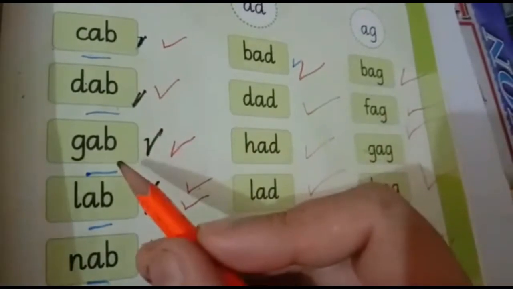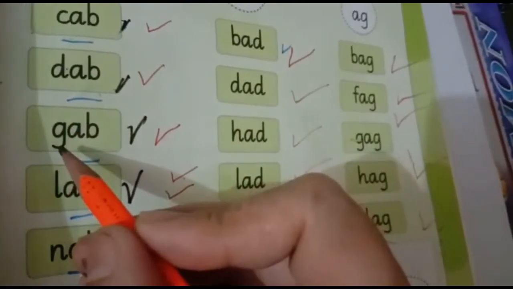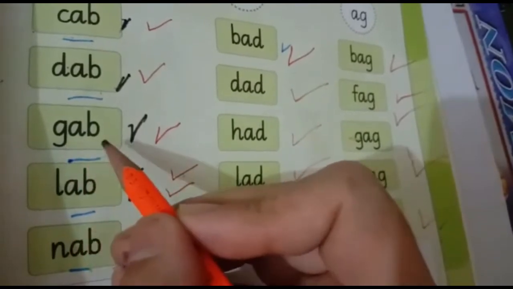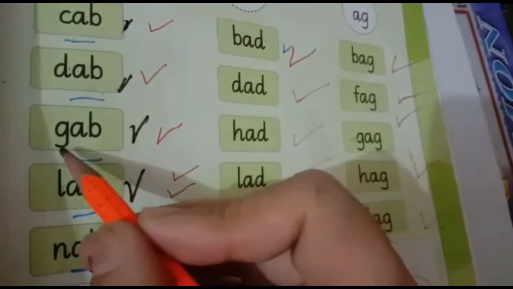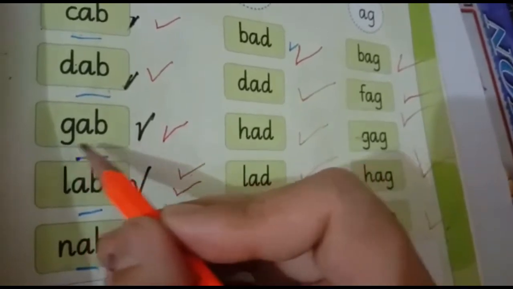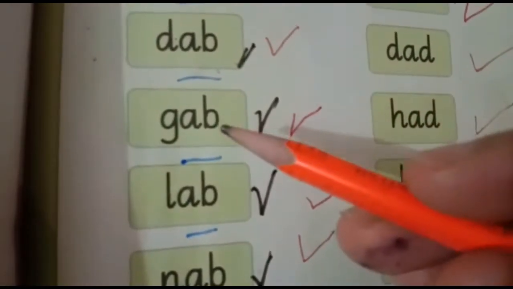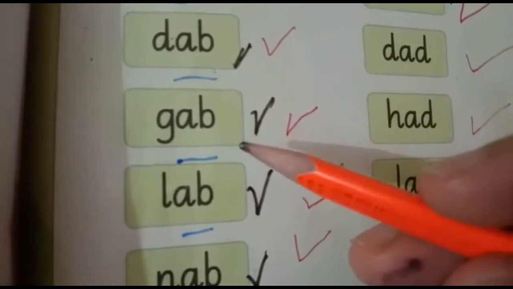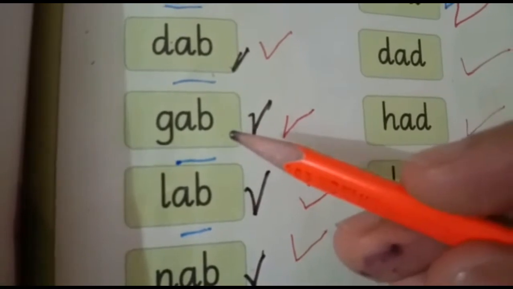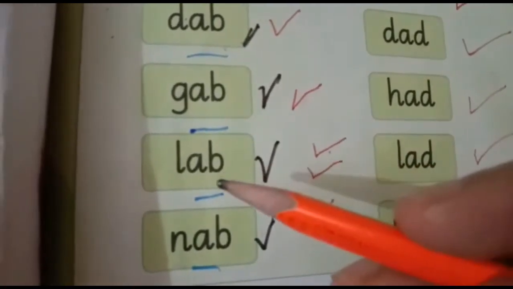Now come to the next word. G, A, B. Yes, gab. G, A, B. Gab. The meaning of gab is an ability to speak with fluency. This is gab.